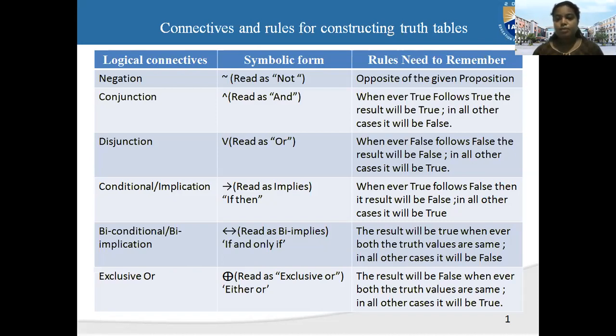For the biconditional statement, if both values are the same, then it is true. The exclusive or is the opposite of the biconditional, that means the resultant value will be false whenever both truth values are the same. In all other cases it will be true. So you have to remember these rules for the connectives to solve the truth tables.